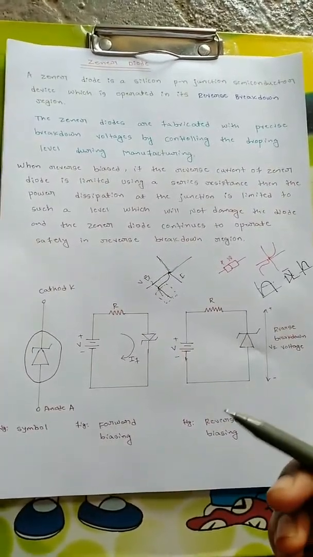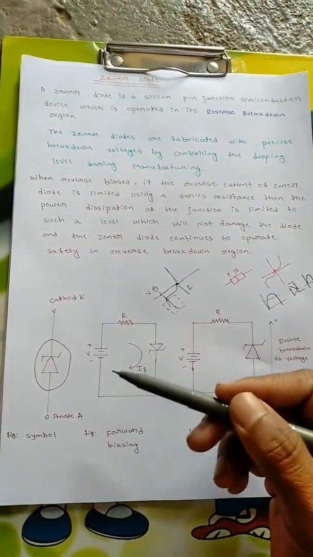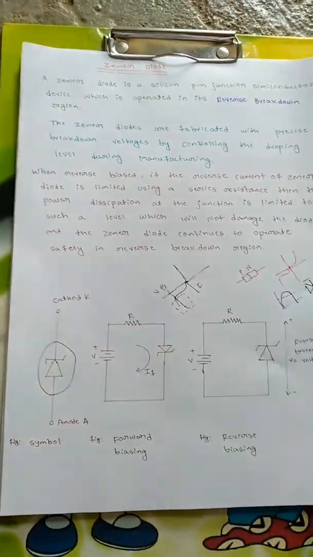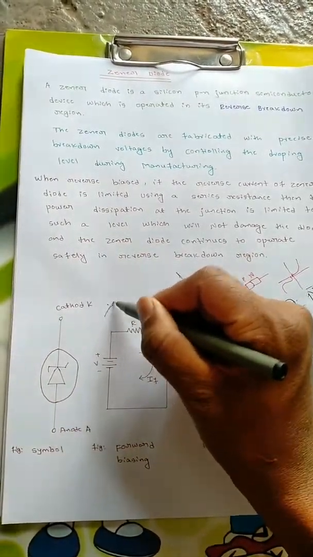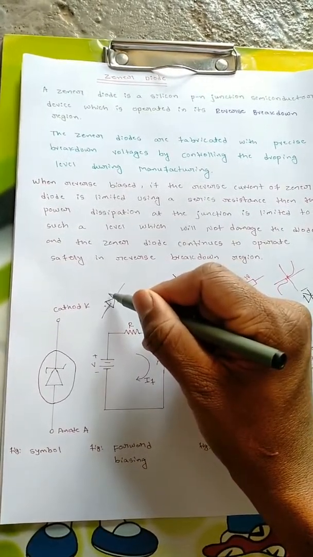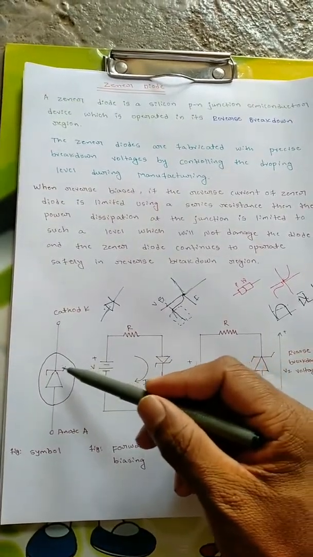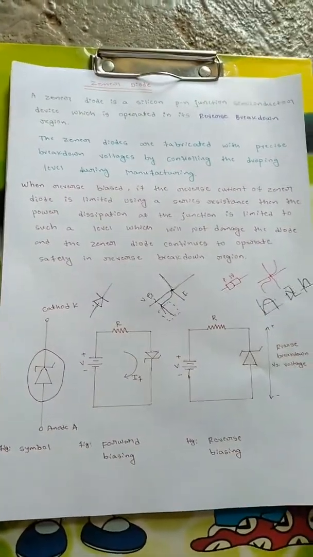Now coming to the symbol and other characteristics. How does the symbol of a Zener diode look? It is almost the same as the normal PN junction diode. The normal PN junction diode is like this, we all know that, with only one stick. Here we have this symbol, with only minor changes. This is the anode and this is the cathode, the positive and negative terminals.